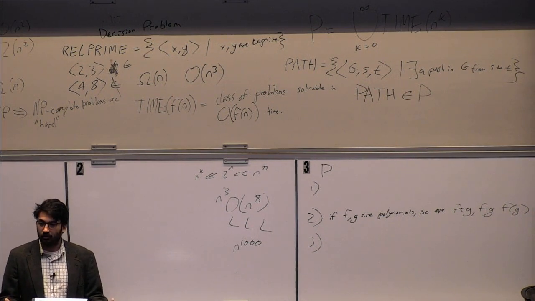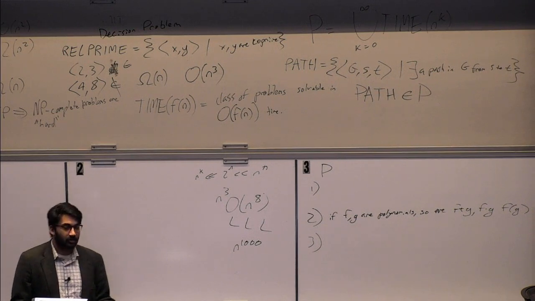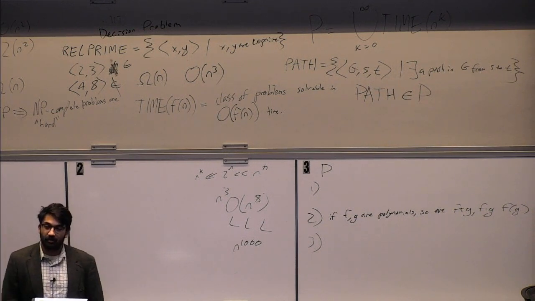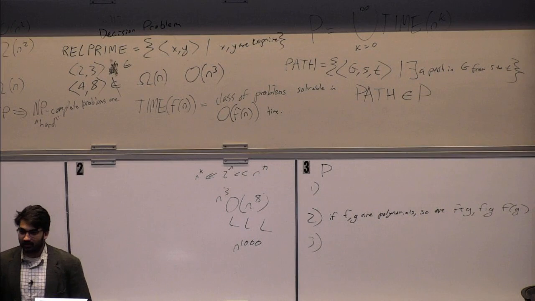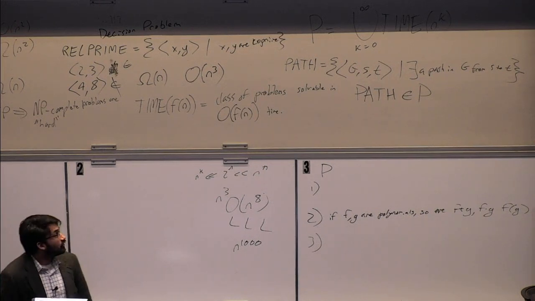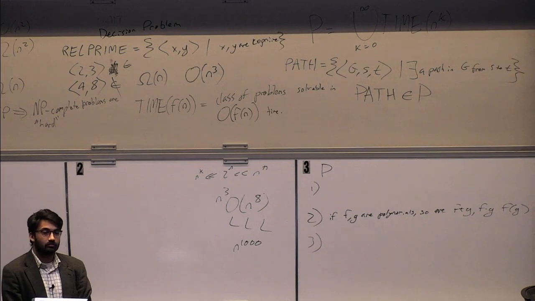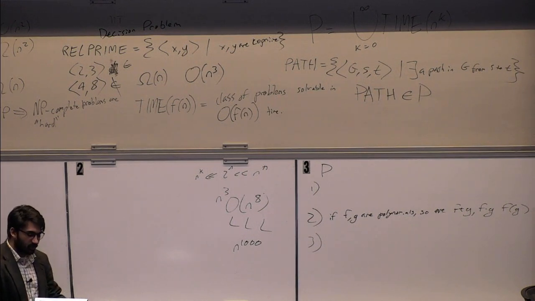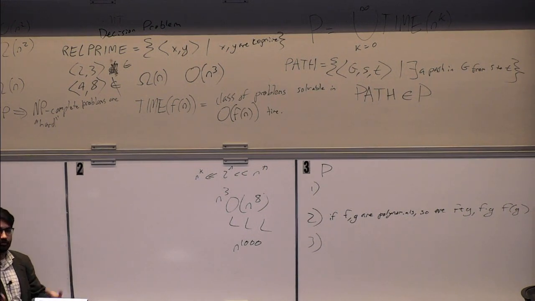Yeah, P is for polynomial. Definitely. P is for polynomial. Now, NP is not for not polynomial. Don't think that. That's a common thing. Yeah. The U is a big union. Each one contains a problem solvable in that class, and then you can just union them all together.